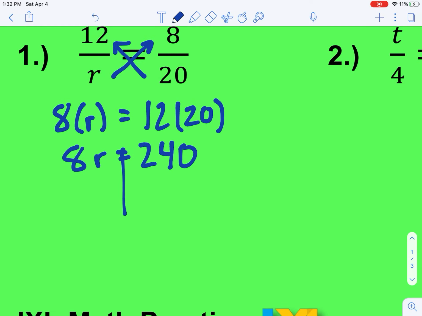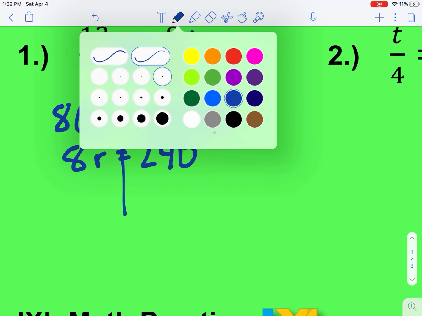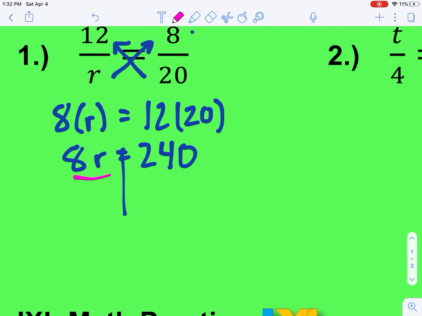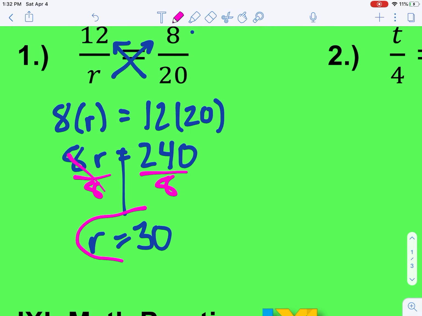Now I need to get rid of that multiplying by r. So I need to divide by 8 on both sides. Those 8s go away. And I end up with r equals 30. So that's all we're going to be doing today.